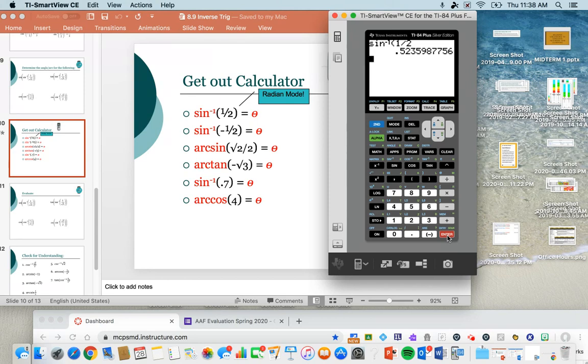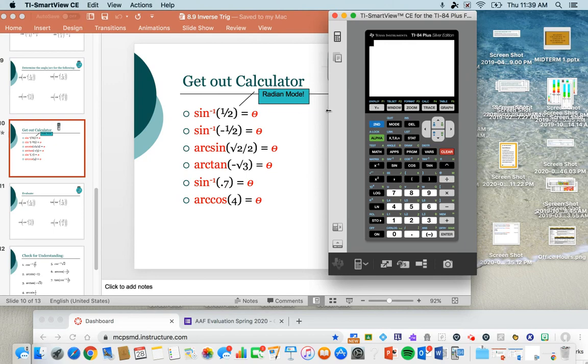Well, sine is defined in quadrant 1 and quadrant 4. So I know that my result has to be in quadrant 1 because it's positive. And sine inverse, so that's going to be pi over... so let's see. Pi over 6, right? Whoa.